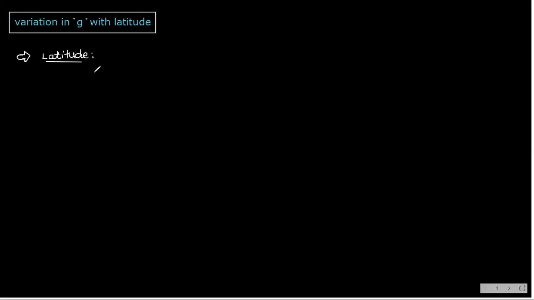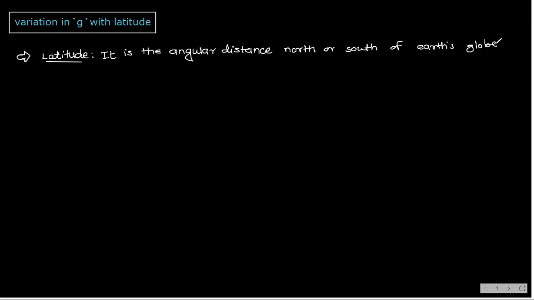So see here, what is meant by latitude? It is the angular distance north or south of the Earth's equator on a globe.